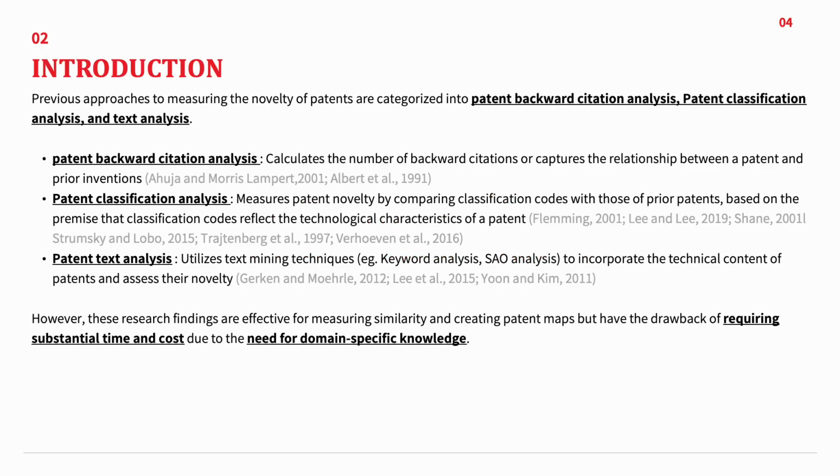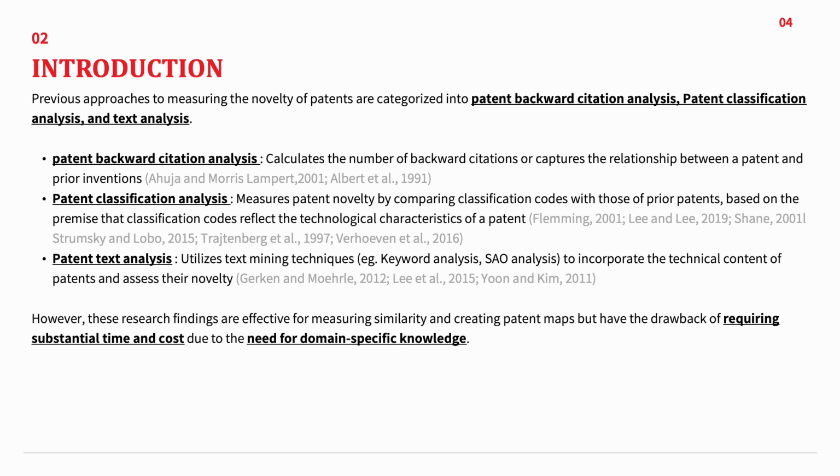Now let's begin with the introduction. There have been several approaches to measuring the novelty of patents, which can be categorized into three main methods. First, patent backward citation analysis measures novelty by counting the number of backward citations or analyzing the relationship between a patent and prior inventions. The idea behind this approach is that the fewer citations a patent has, the more novel it is.